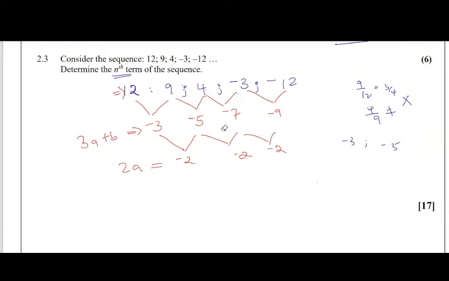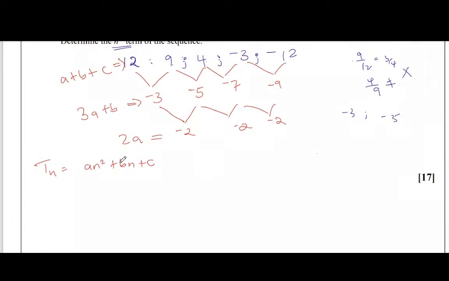Is that true, the an squared plus bn plus c? No, it's supposed to be a plus b plus c. Okay, so we know that the general term of a quadratic is an squared plus bn plus c. Then let's start by finding the value of a. With the value of a, I'll just get the 2a, and then I'll equate it to the second difference, which is -2. Divide both sides by 2, which means our a is -1.